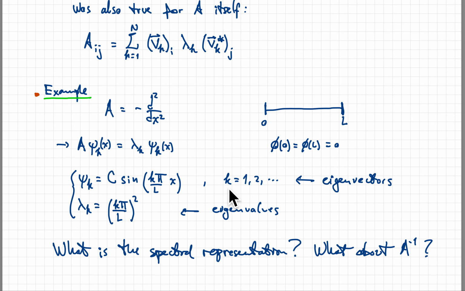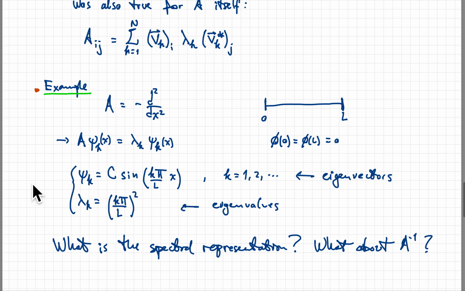By the way, k equal to 0 is not allowed, because if you put k equal to 0, then this function vanishes entirely, and that's not a proper eigenvector. Eigenvectors cannot be vanishing functions. A vanishing function would trivially satisfy this equation, but it would not be interesting in any way. It's not what we want.